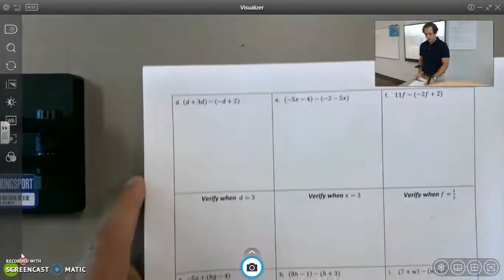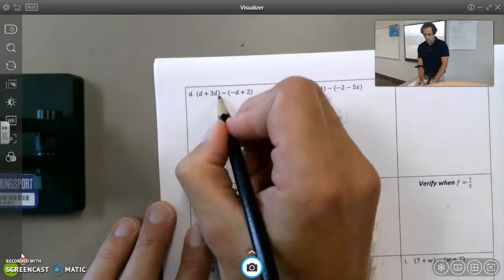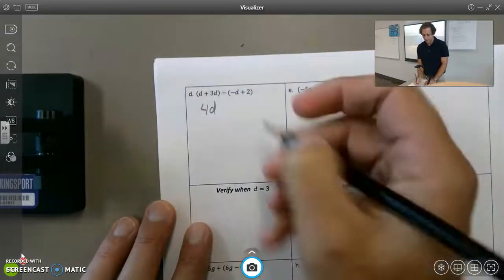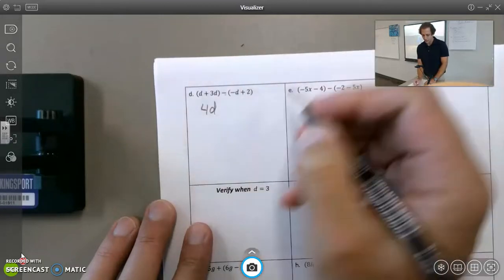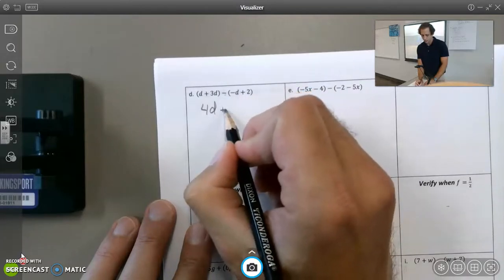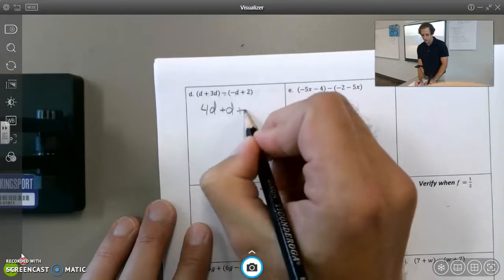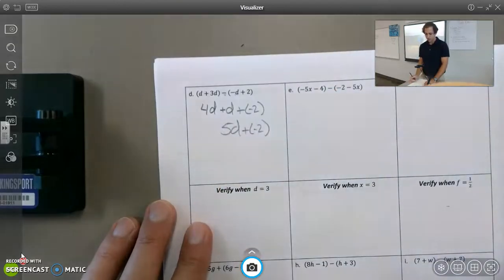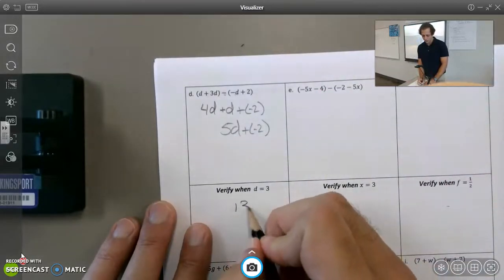Continuing. d plus 3d. Well, I'm actually just going to go ahead and write that as 4d, because I can simplify that immediately. Minus the opposite of d plus 2. So minus negative d, when I change that, I would be doing plus the opposite of negative d, which is d. Minus 2 is going to be plus the opposite of 2, which is plus negative 2. That's 5d plus negative 2. If I substitute in to verify, I should be getting 13.